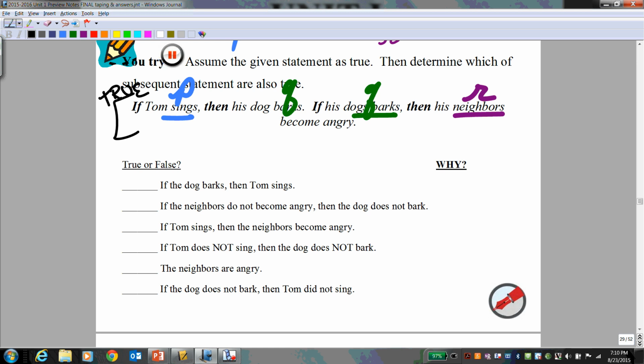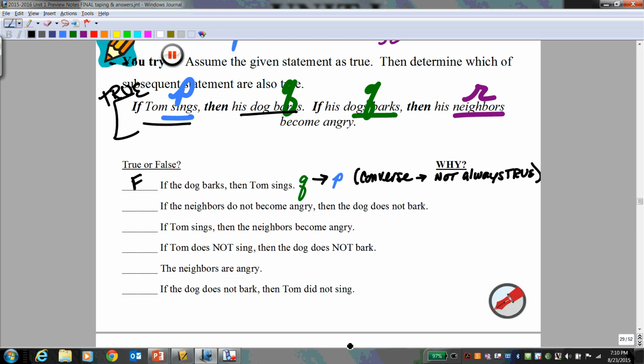Ready? So we're going to analyze depending on this. So if the dog barks, then Tom sings. Notice all we did was switch the order here. If Q, then P. That's the converse, and that's going to be false. Why? Because the converse is not always true. Only the contrapositive is true. Colors really help here. Ready? Let's take a look at the other one.